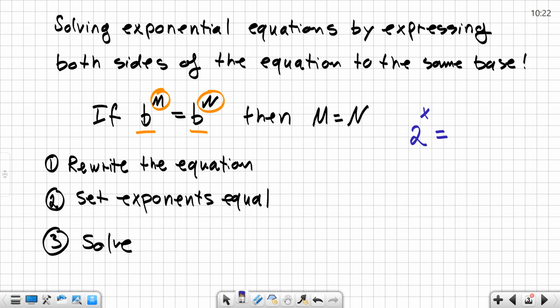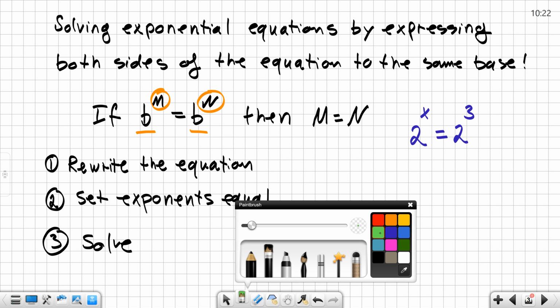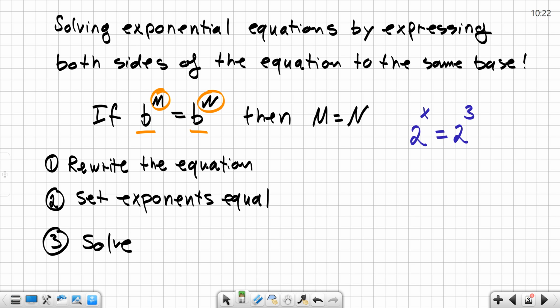2 raised to the x is equal to 2 raised to the third. Well, it should be fairly simple to see that the only way that the left side is equal to the right side is if this exponent is indeed equal to 3. And this is how we are going to attempt all of the following examples. The first thing that we are going to do, we are going to rewrite the equation in such a way that on the left side and on the right side I will end up with the same base. Now, in the second step, I'm just going to be setting my exponents equal to each other. And in the third step, I'm going to be solving the resulting equation.